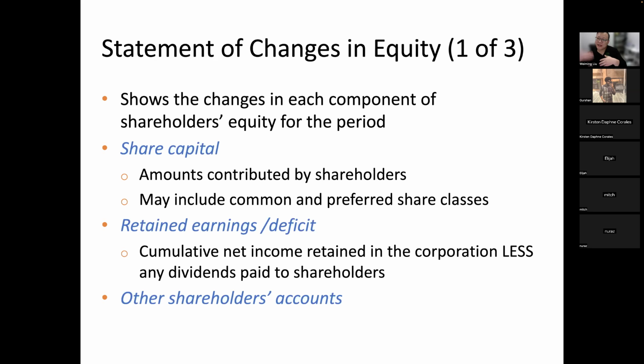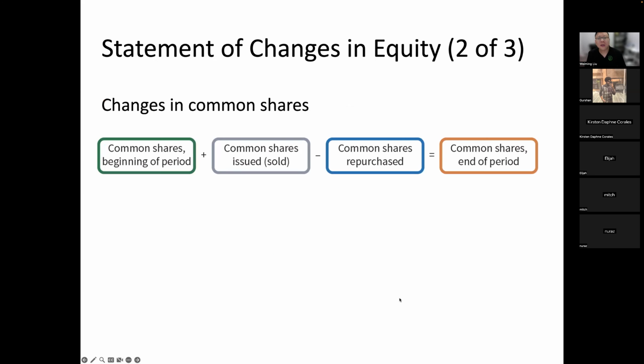So net income will increase your retained earnings, but the dividend paid to the shareholders will reduce the retained earnings. Okay, let's take a look at the changes in the common shares. You could issue new common shares, and you could buy back the common shares.